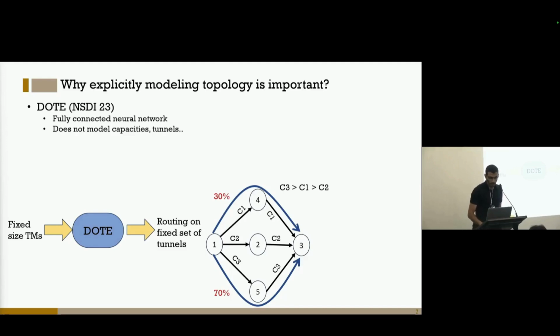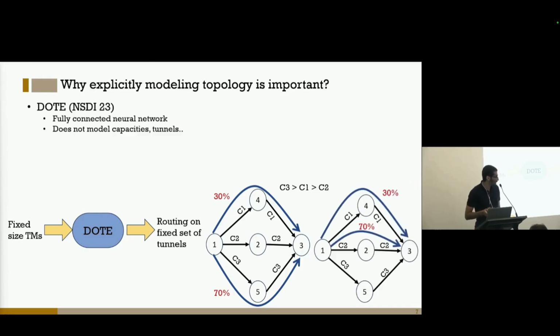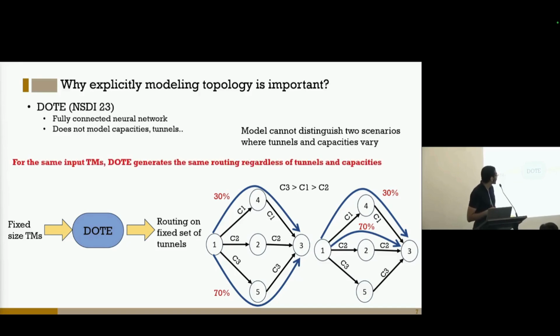However, when tunnels or capacities change, DOT does not change its routing. In the topology to the right, we see that the allocation is still the same, though C1 is greater than C2. In this case, the upper tunnel should carry more traffic than the middle tunnel, but DOT is simply not able to distinguish these two scenarios. To be precise, for the same input traffic matrices, DOT generates the same routing, regardless of the tunnels and capacities used.